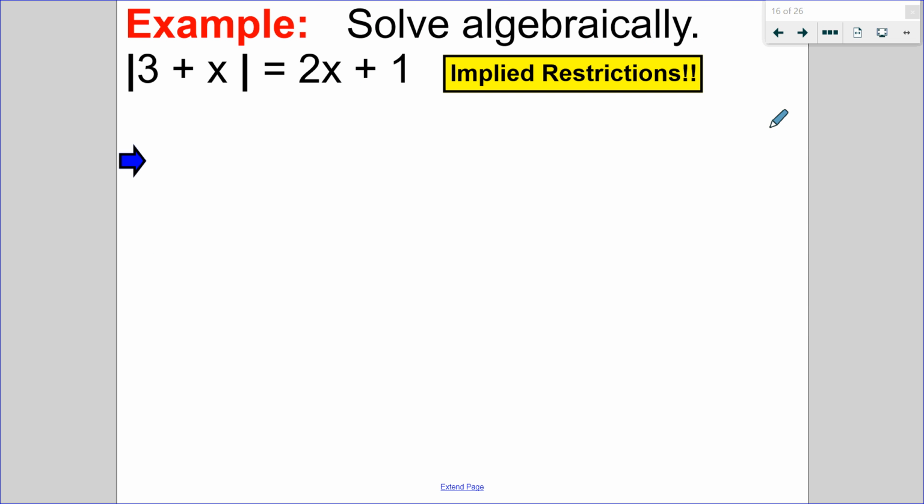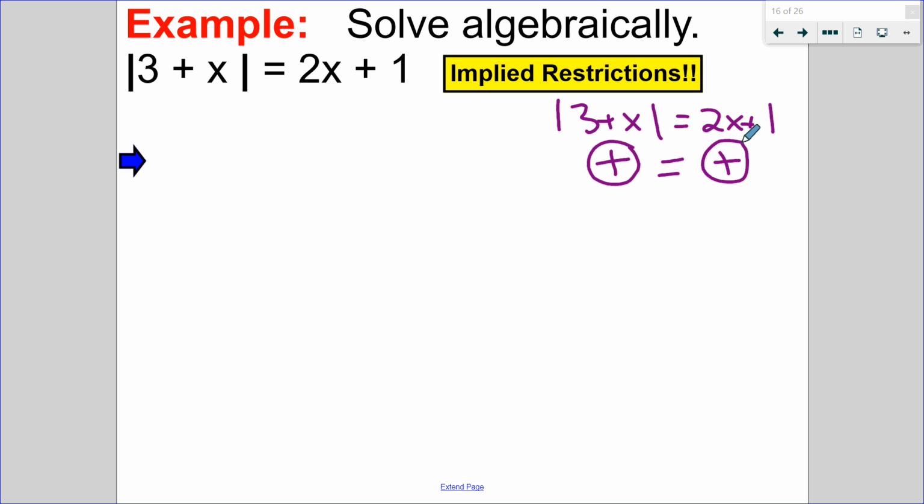I have the absolute value of 3 plus x equal to 2x plus 1. Let's talk about the implied restrictions first of all. Whatever this is, because it's an absolute value, the output of the left-hand side is always going to be positive. Since it's an equation, it will be equal to whatever that value is, so that has to be positive as well. Positive on the left, positive on the right.